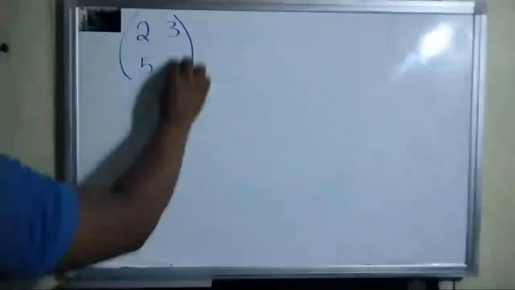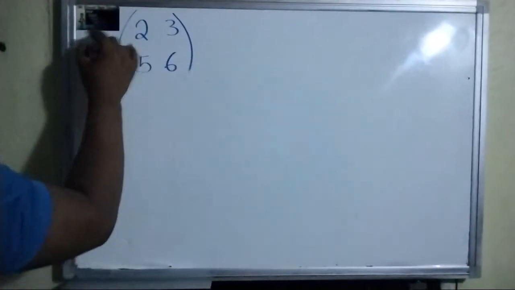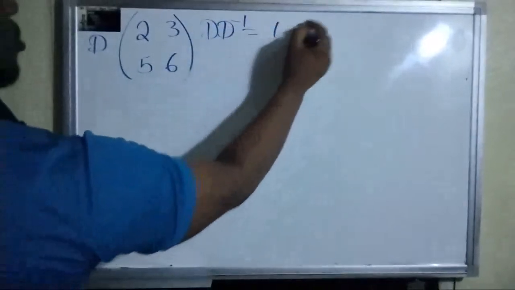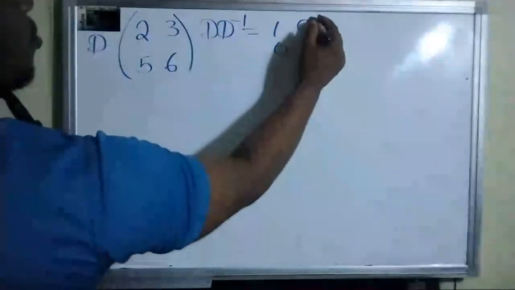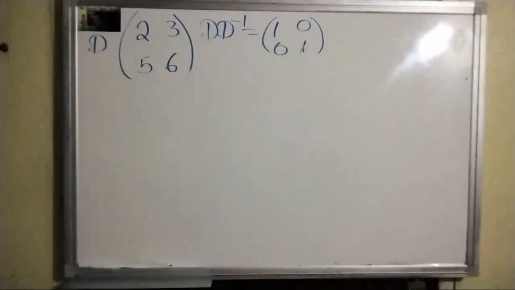This can be written a little better. So we have 2, 3, 5, 6. I could call this one D. Show that D inverse is equal to 1, 0, 0, 1. So we know the answer, just to work it out we do, alright?